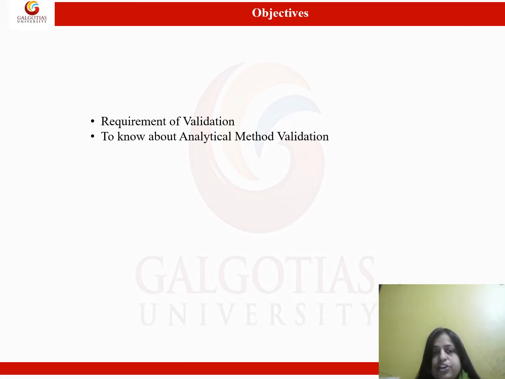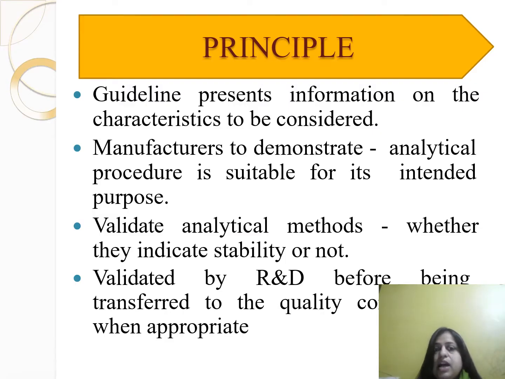Here we are going to discuss what the requirement for validation is, to know about analytical method validation. The principle is that the guideline presents information on the characteristics to be considered to demonstrate that an analytical procedure is suitable for its intended purpose. The analytical procedure which is used must be suitable for the purpose for which it is intended. Validated analytical procedures should indicate stability, so it must be stable.